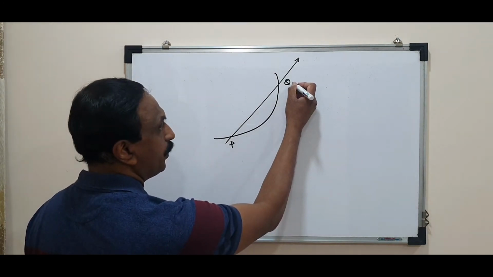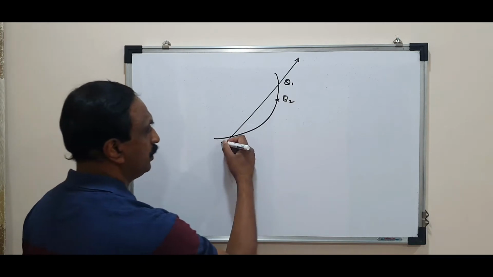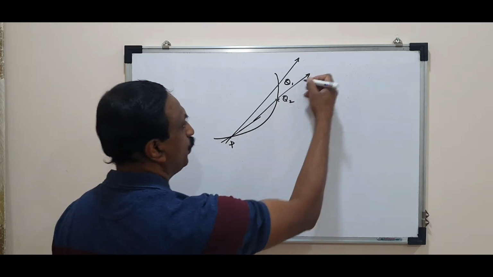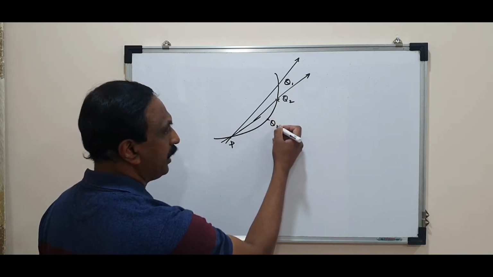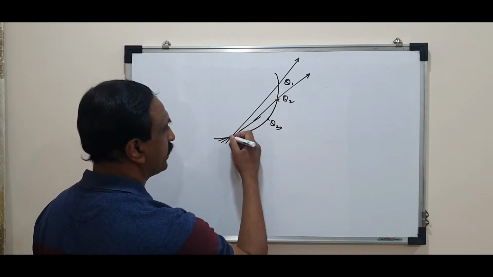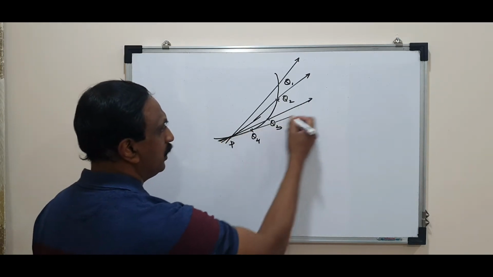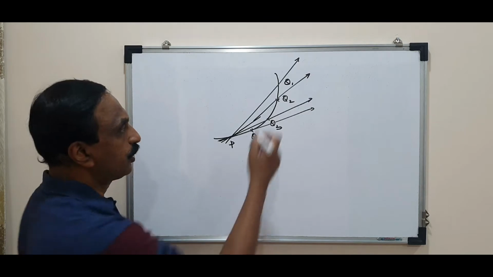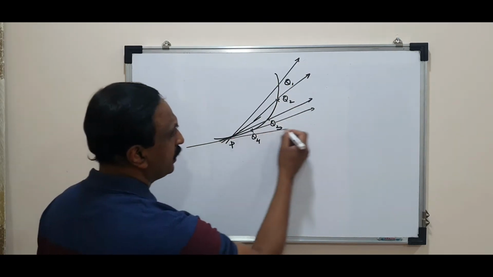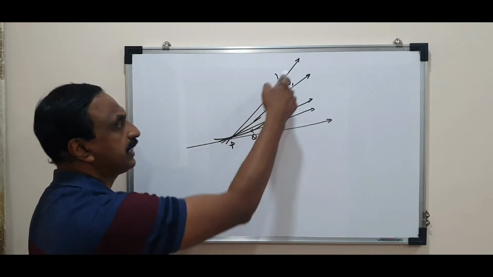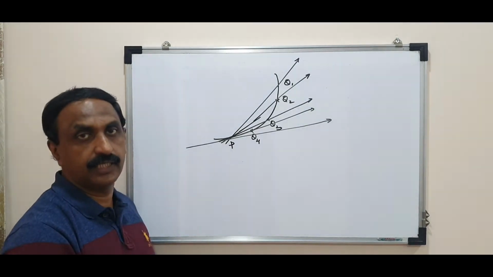Imagine this is a position Q1. Let's say the position became Q2. The point Q1 has moved to Q2. The secant will become in this manner. Let's say Q2 became Q3. Then the secant would be in this way. Let's say Q3 became Q4. So as Q is approaching the point P, you will notice that the secant PQ will get converted to the tangent at P.